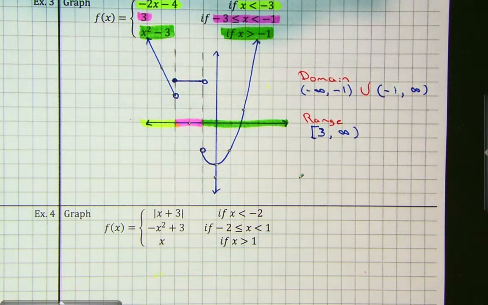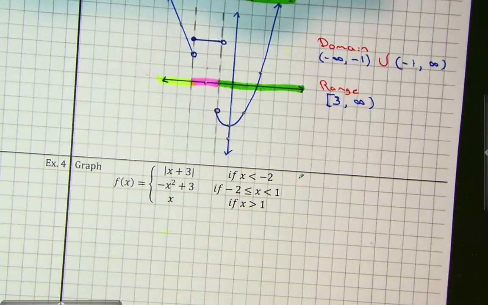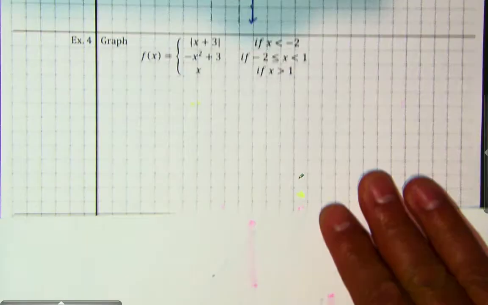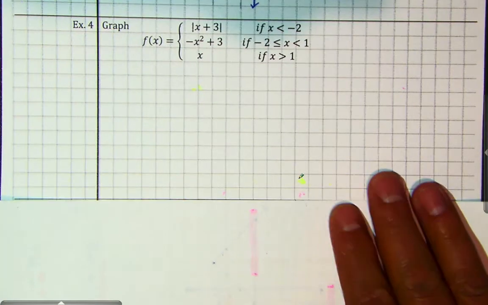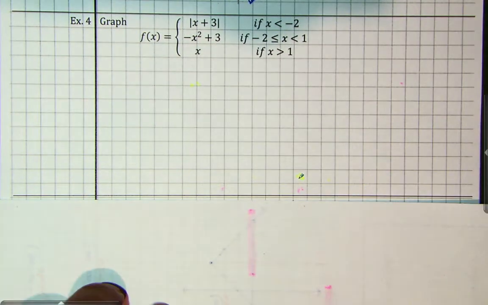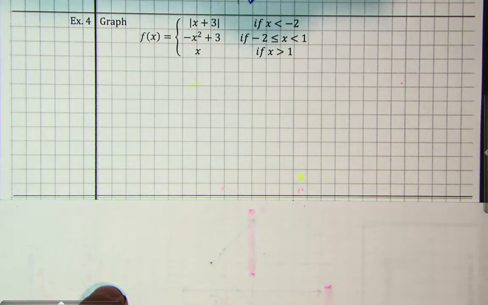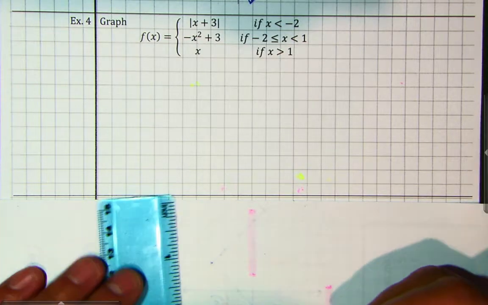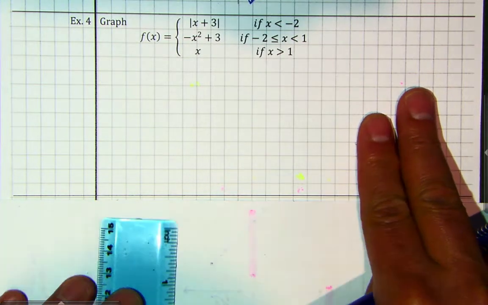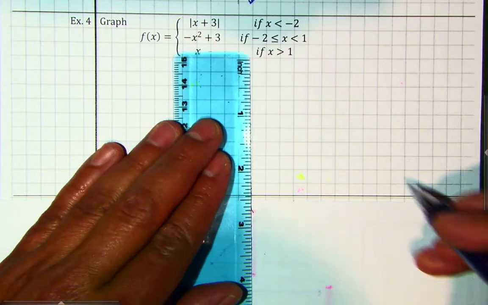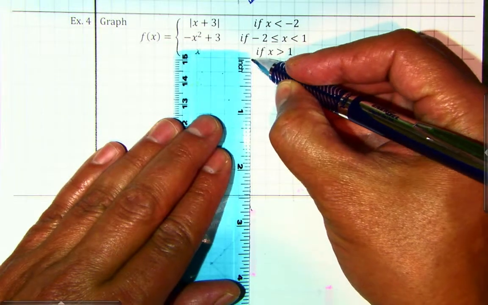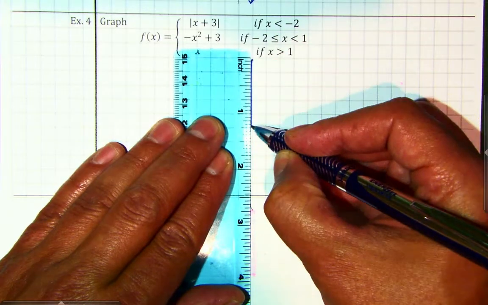Example number 4. So go and copy it down, graph it on your own, then see if you can graph it in decimals, and then we can check your answers. At this point, go and pause it. Excellent. So you should have it already done. So we have 2, 4, 5.